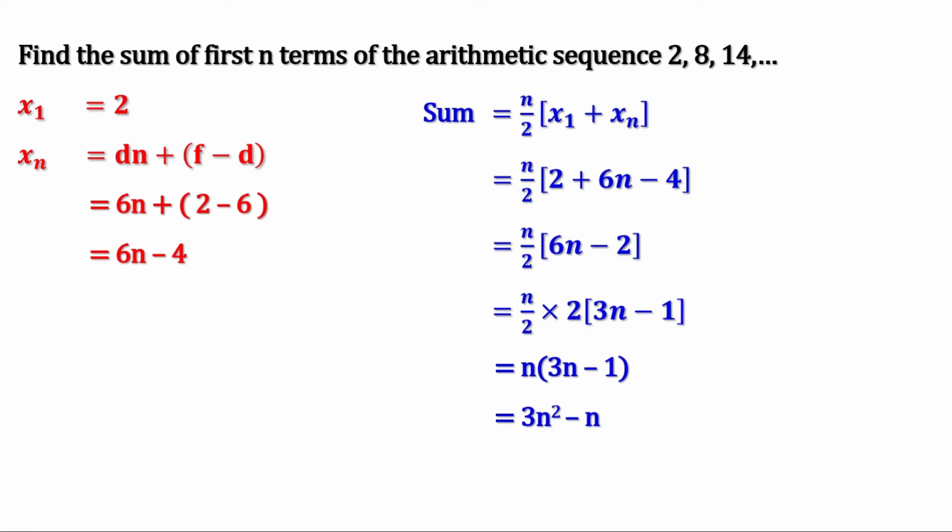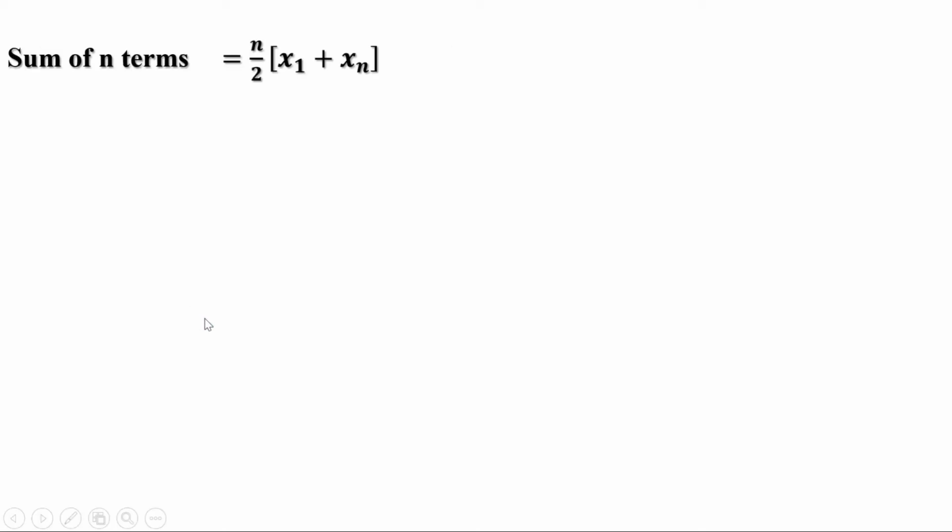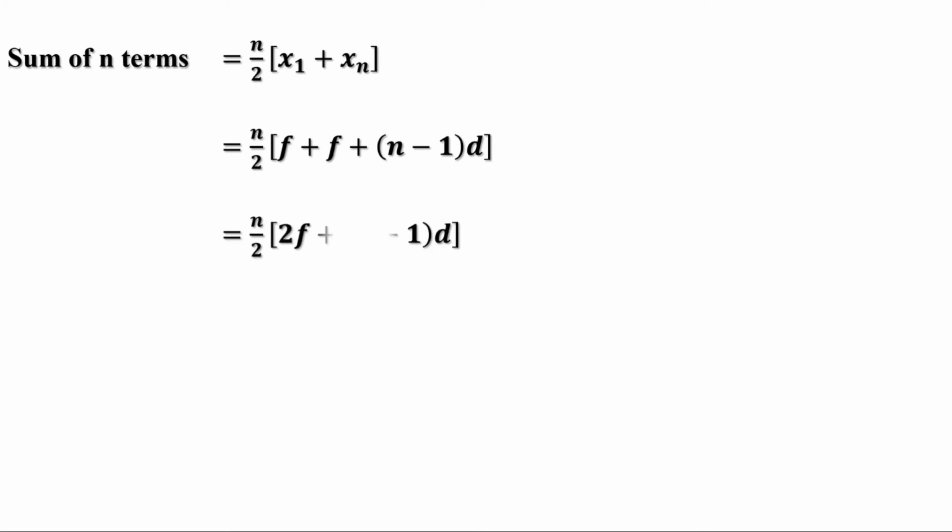Is it always like this? Let us check. We know the sum of n terms is n by 2 into x1 plus xn. x1 means the first term f, and nth term means f plus n minus 1 into d. So we can write it as n by 2 into f plus f plus n minus 1 into d. And we can simplify it as n by 2 into 2f plus n minus 1 into d.